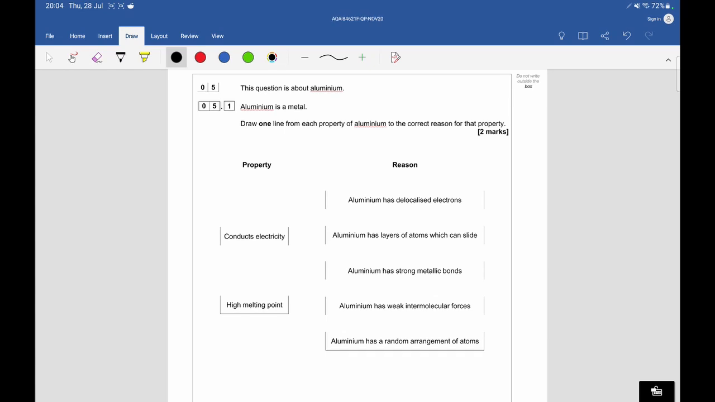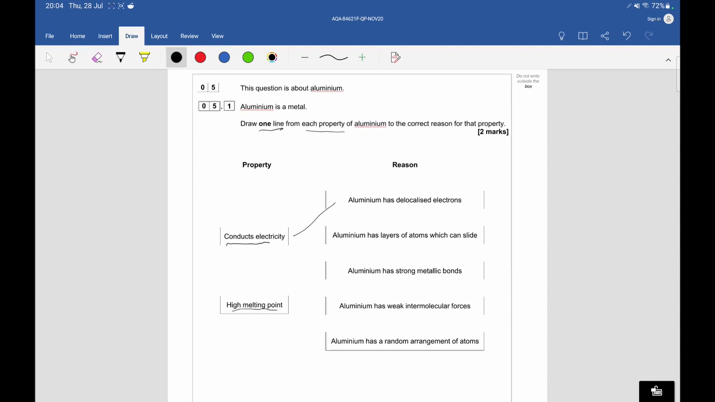Question number 5 asks us to look at this question. It's about aluminium and says aluminium is a metal. Draw one line from each property of aluminium to the correct reason for that property. One line from each property. So we have to say, why does aluminium conduct electricity and why has it got a high melting point? We know that aluminium is a metal, so it'll have metallic bonding. Why do things with metallic bonding conduct electricity? It's because of those delocalized electrons, that sea of delocalized electrons that they have.